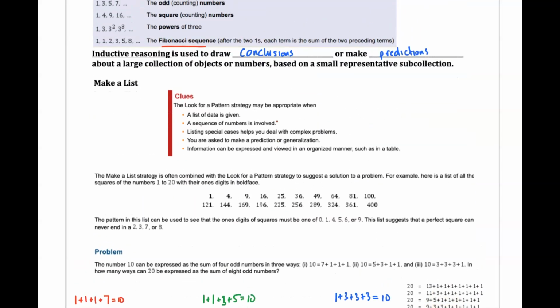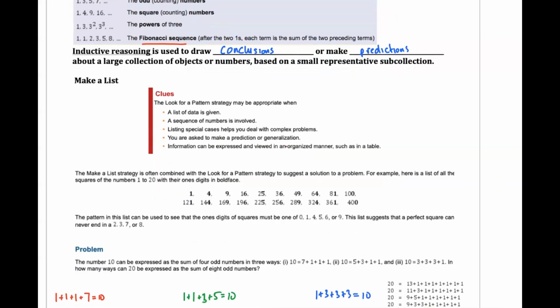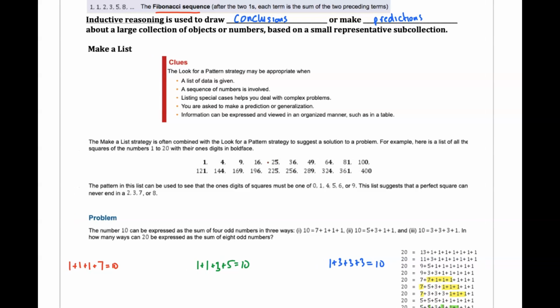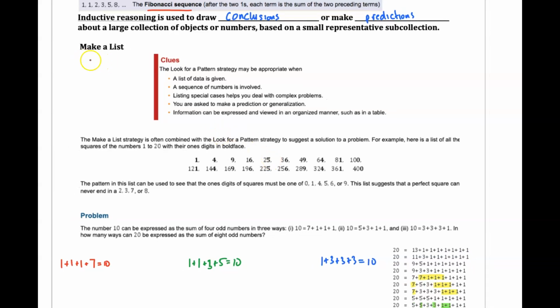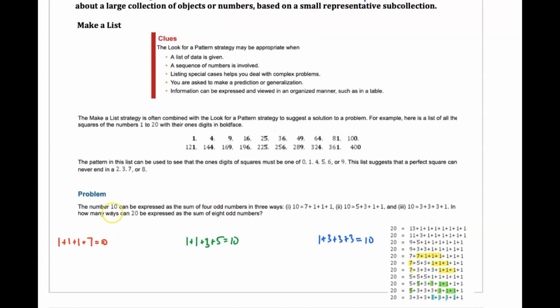Let's look at another example here. Again, these are longer examples, so I'm going to get to the solution, but more importantly out of these problems are your strategies and thinking about how to solve them. They do take longer to solve, even though I'm presenting the answers for you. In a case like this, we want to make a list of values. The number 10 can be expressed as the sum of 4 odd numbers in 3 ways. There it is. How many ways can 20 be expressed as a sum of odd numbers?